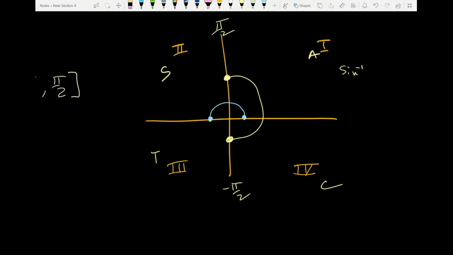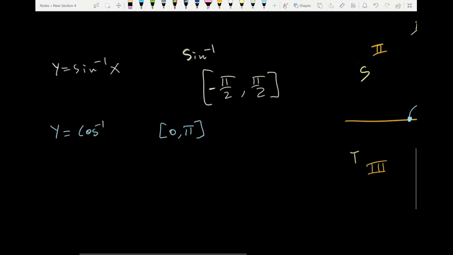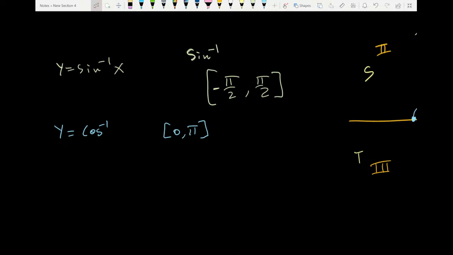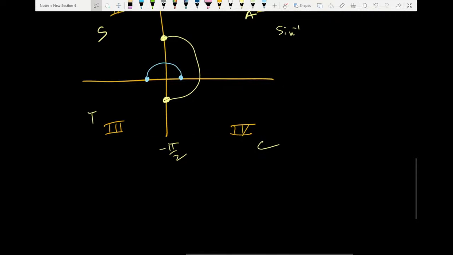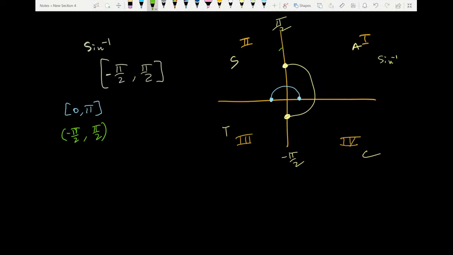And for the tangent inverse, this is the little bit tricky one. Let's use this color. y equals tangent inverse, it lives from negative pi over 2 to positive pi over 2, but it will not include the two endpoints. So therefore, this is where tangent inverse lives in.